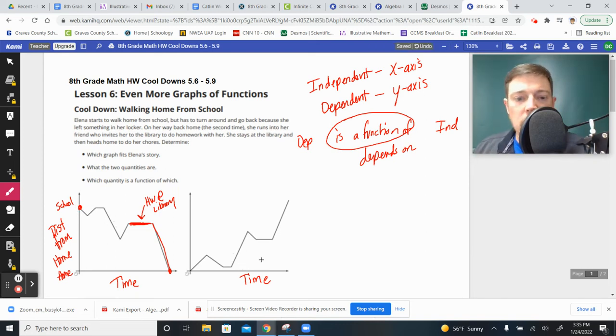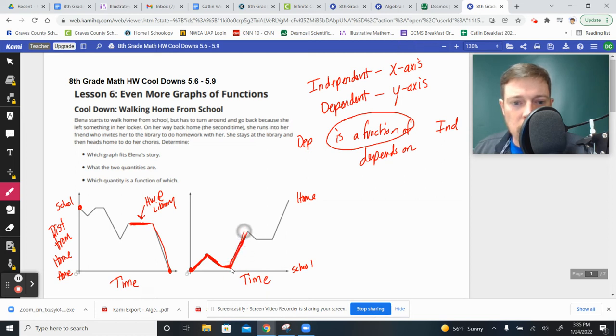Let's see if the other one can match, but maybe instead of starting at home or at school up here, maybe the bottom line down here represents school and she ends up at home up here. Let's see if this makes any sense. So she's at school. She starts walking toward home, right? And then she's like, "Crap, I forgot my stuff. I got to go back to the school, look through my locker, find my stuff. Got it. All right, I'm going to head home again. Heading home, heading home, heading home."